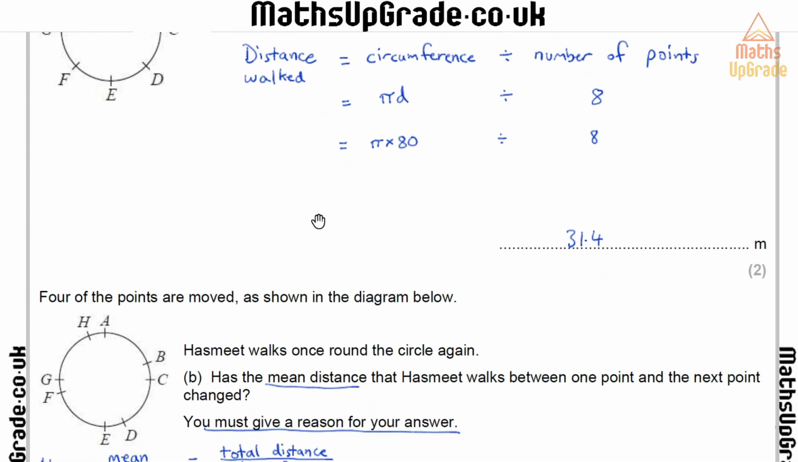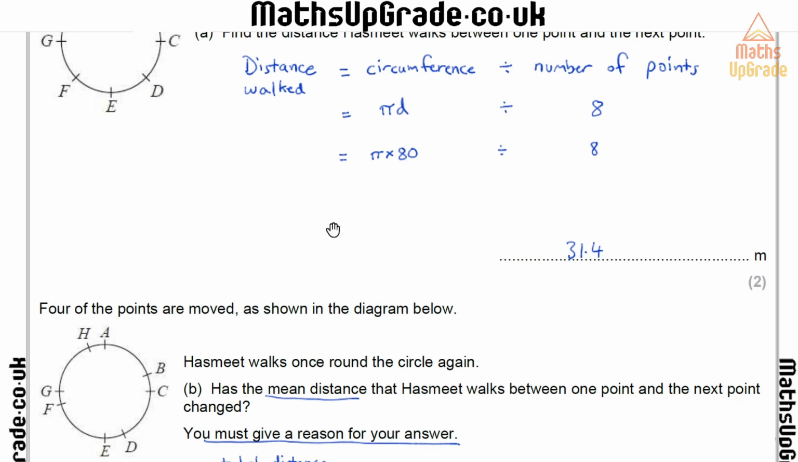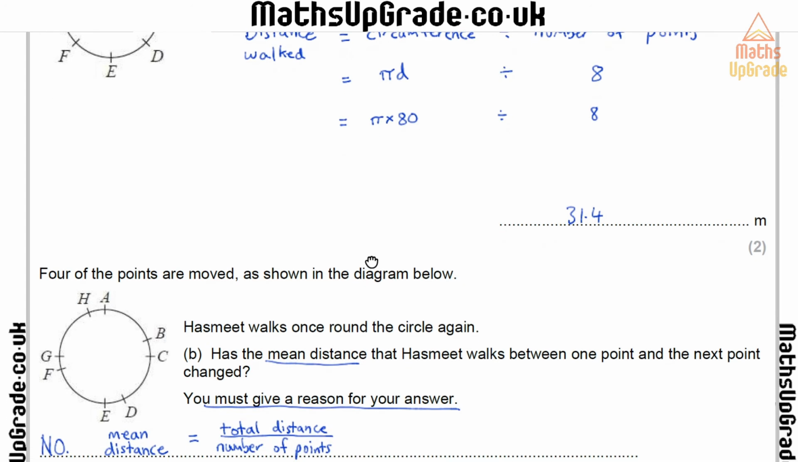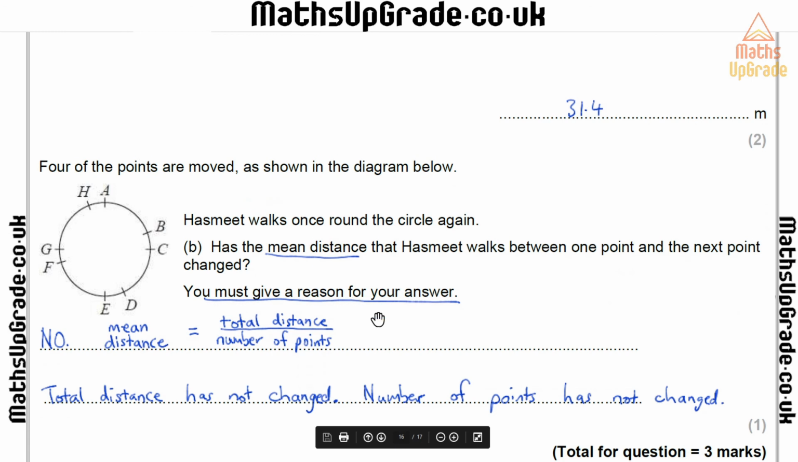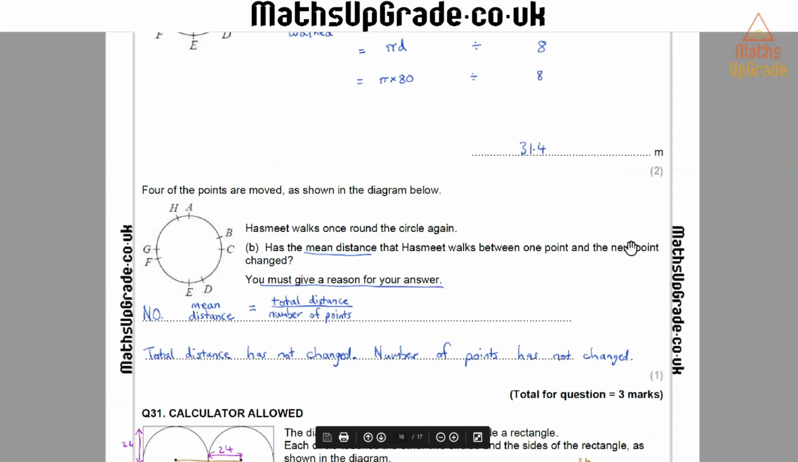Okay, part B. 4 of the points are moved as shown in the diagram below, and he walks around the circle again. Has the mean distance changed between one point and the next, giving a reason? Well, the mean distance is given by the total distance divided by the number of points. The total distance hasn't changed because it's the same circle. The number of points haven't changed because there's still 8 points around the circle. So therefore, the mean distance is still exactly the same. So the answer is no. The mean distance is exactly the same. That whole question there is worth 3 marks.